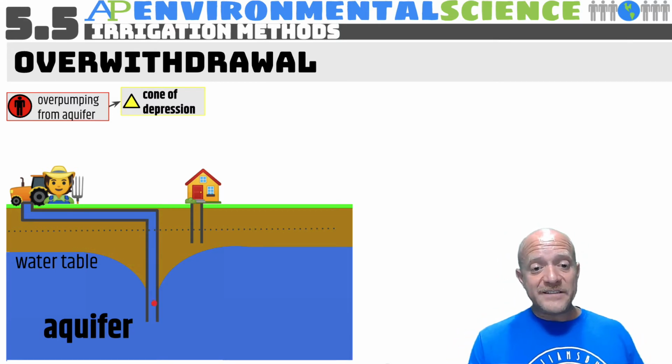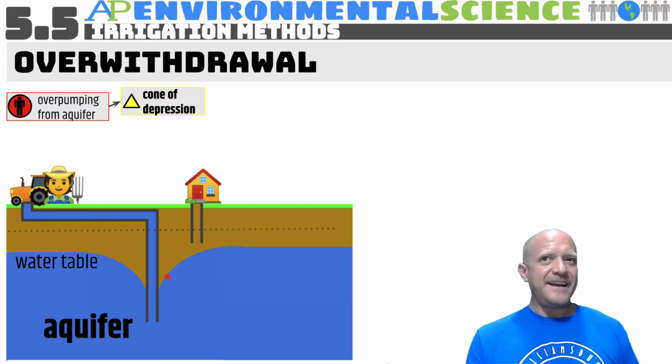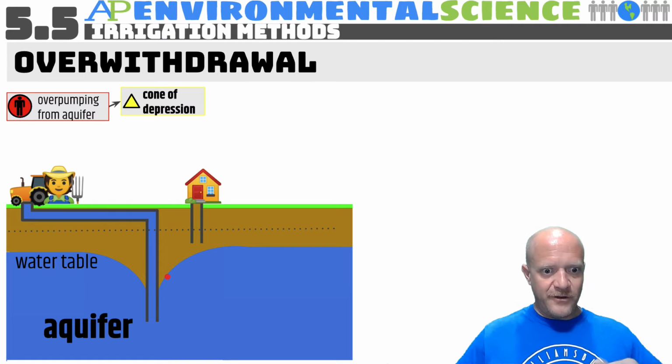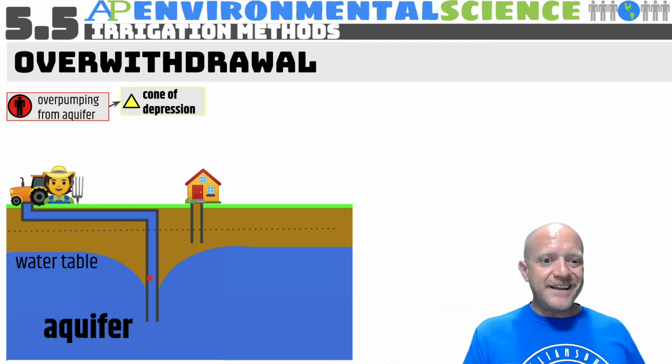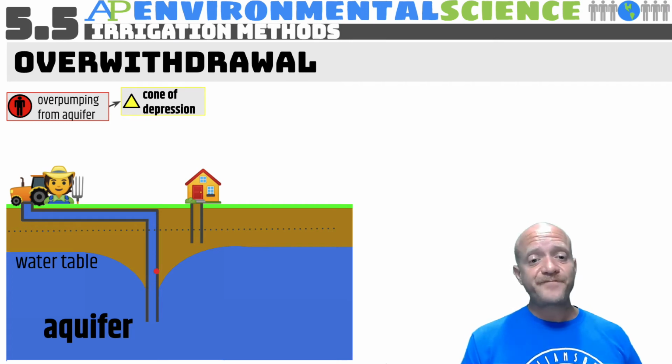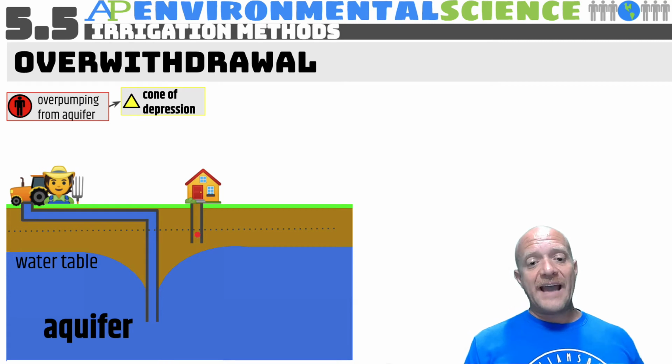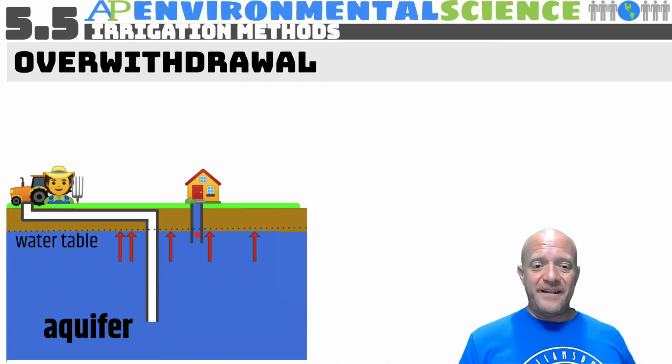And what we get is this cone of depression. It's kind of like if you've ever observed the drinking of a milkshake, and there's this little cone when you're sucking up through the straw. That's kind of the same thing that's happening here. But now this homeowner doesn't have any access to water. But another thing can happen.